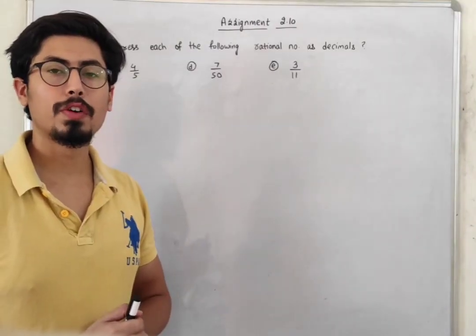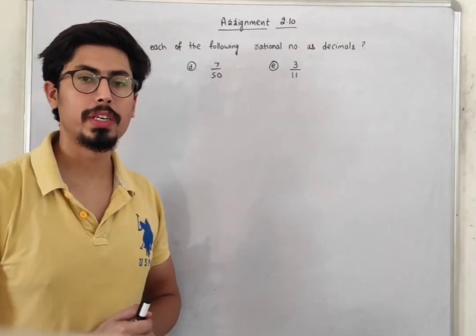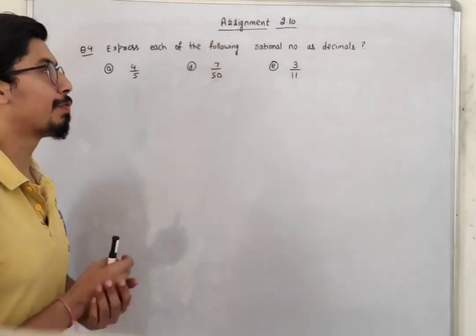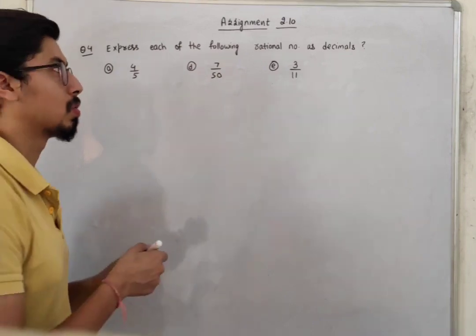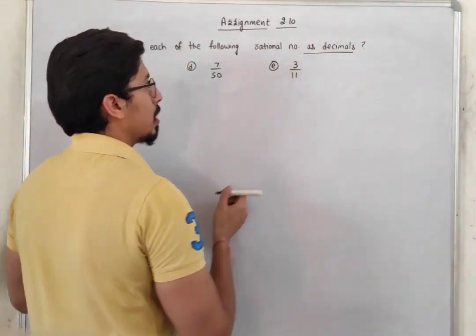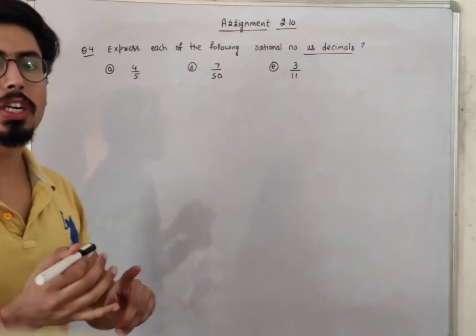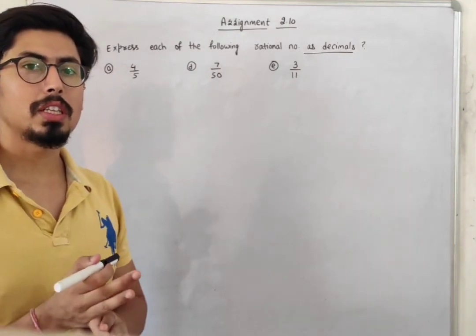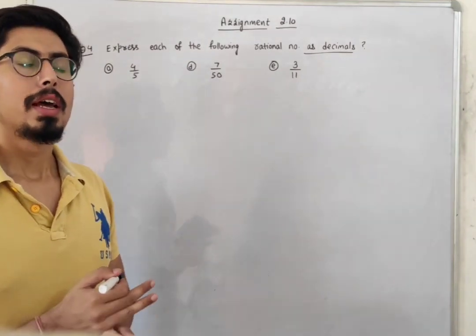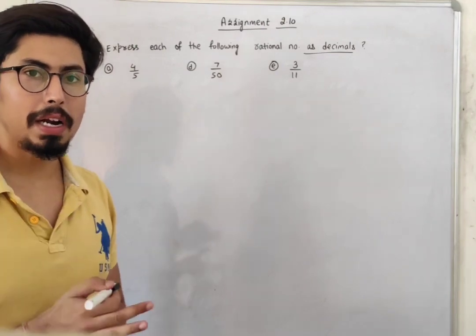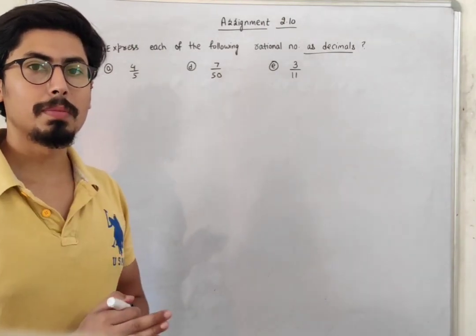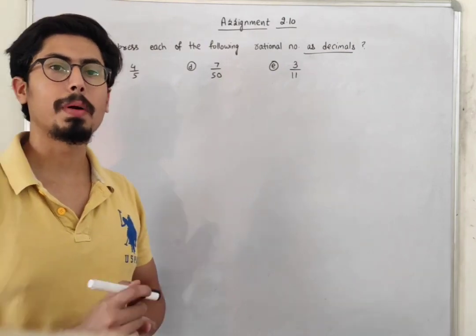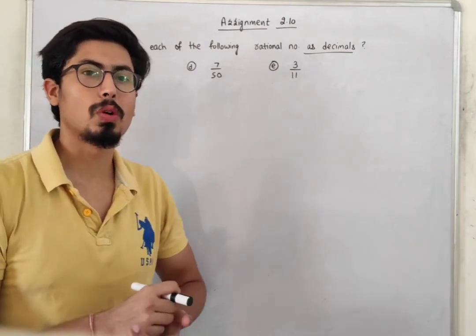Now moving forward to question number 4, students. In our question number 4, we have to express these rational numbers as decimals. The question contains 6 parts, but I am discussing only 3 parts in the video. The rest you have to do yourself, but I will provide them in your assignments also.